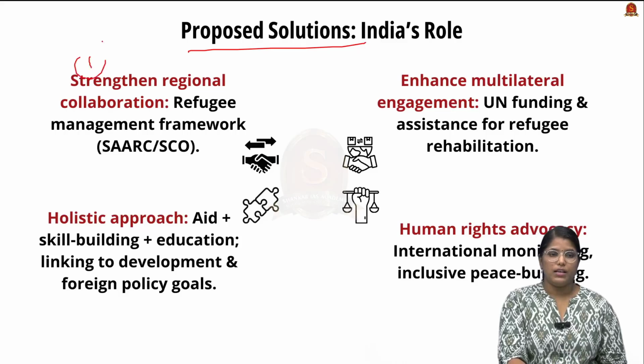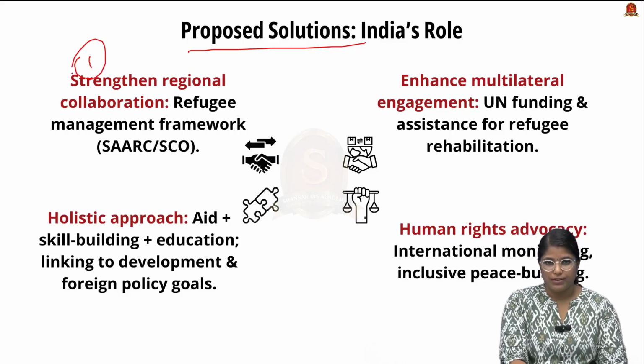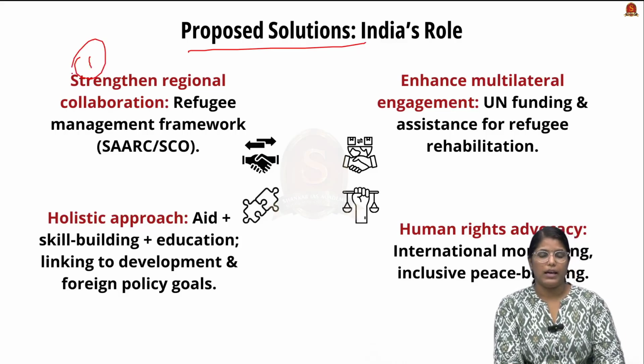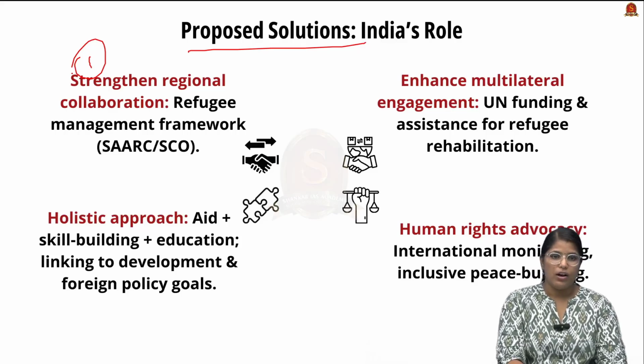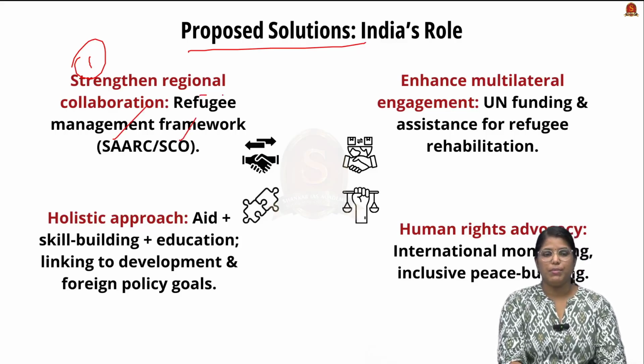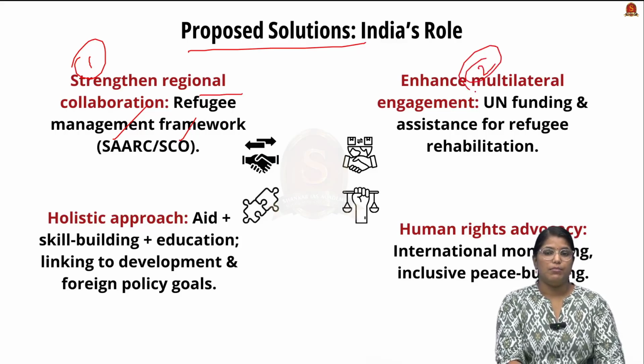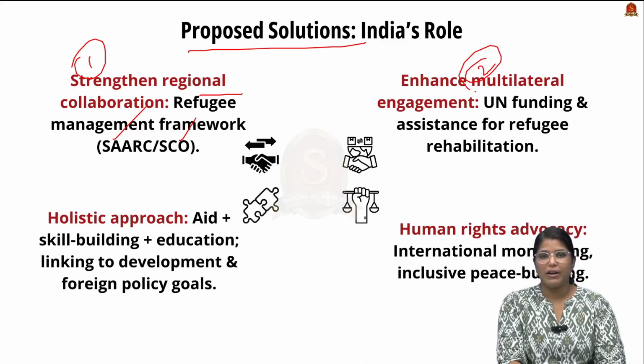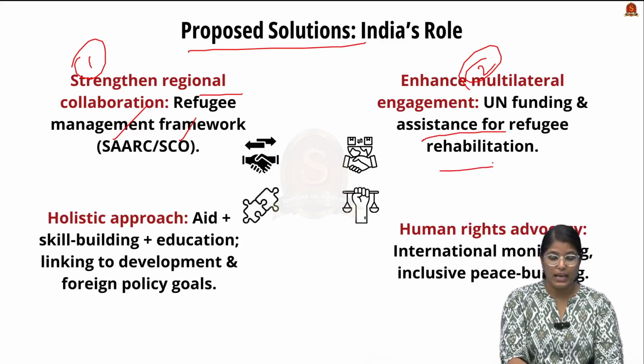See, the first thing is strengthening the regional collaboration. This can be done through any kind of bilateral or multilateral organization, for example, the SAARC and the SCO. These forums can be used especially for the refugee management framework. Now, the second important thing is enhancing the multilateral engagement. For this, India can advocate for UN funding to Afghanistan and even ask for assistance for refugee rehabilitation.